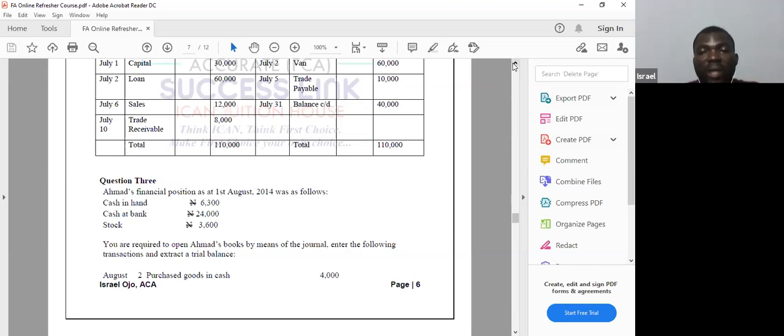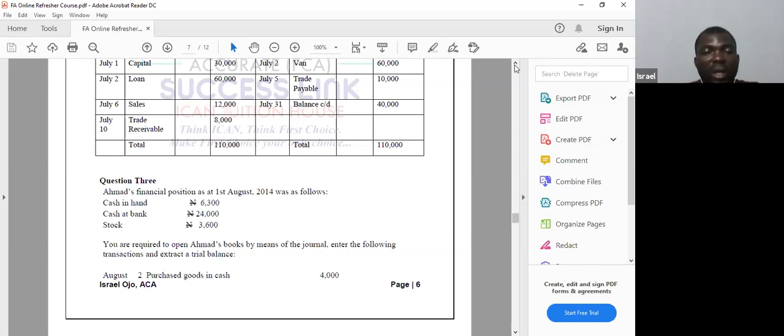From the journal, we now post on the ledger. The one that is expected to be posted on the journal, then we post the other one to the ledger. Now let's start with the first one.